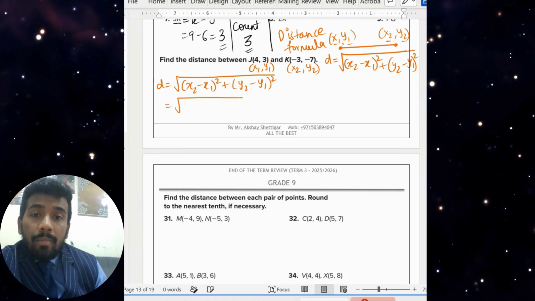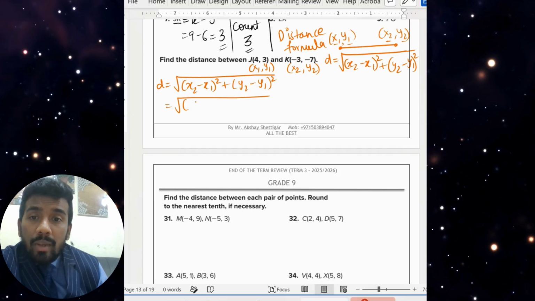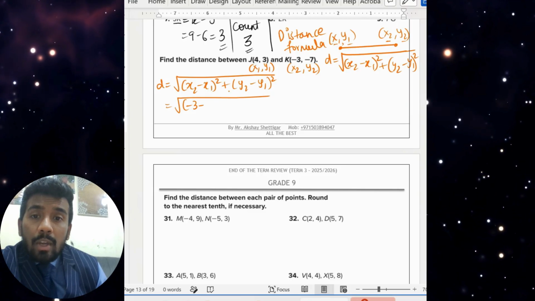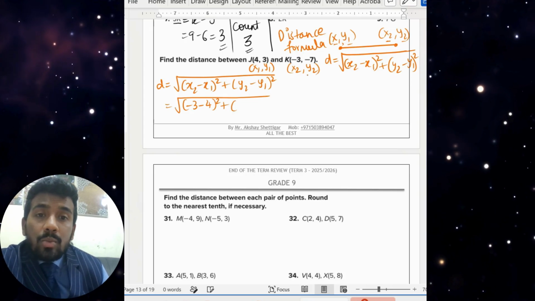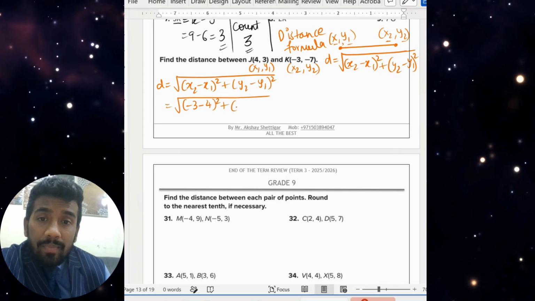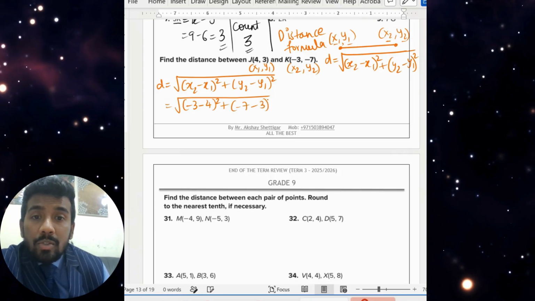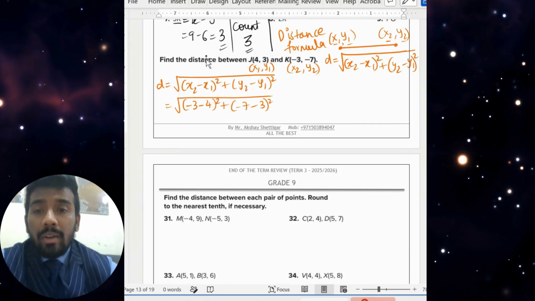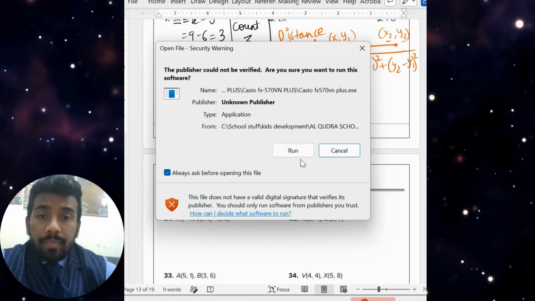Now put in the formula. What's x2? x2 is minus 3, minus x1. What's your x1? 4. That's square, plus y2. What's y2? Minus 7, minus y1. What's y1? 3, square. Okay, now put it in the calculator. You guys know how to put it in the calculator. If you don't know, look how we do it.